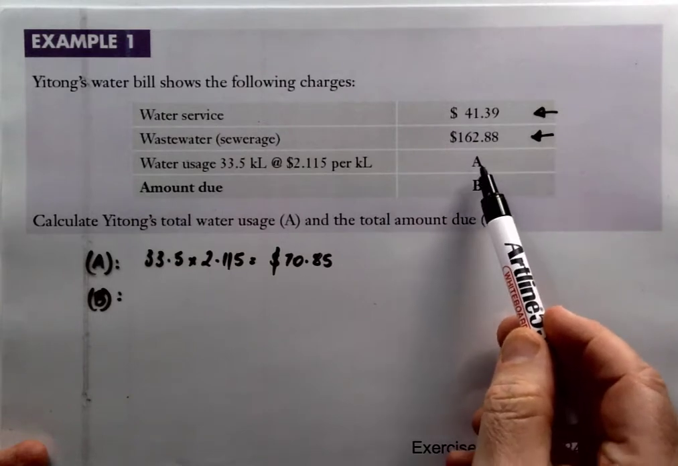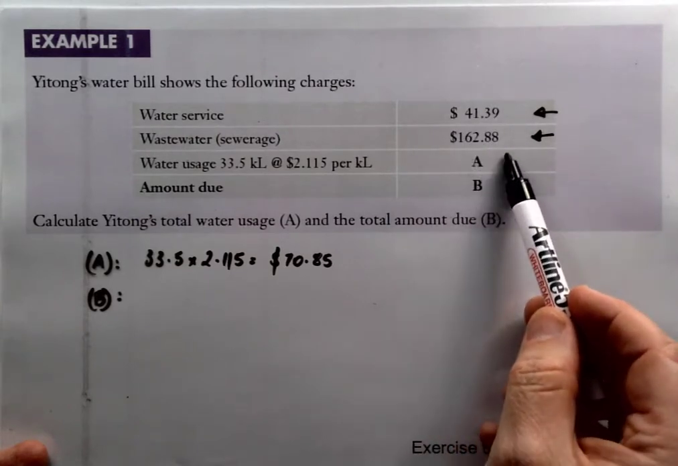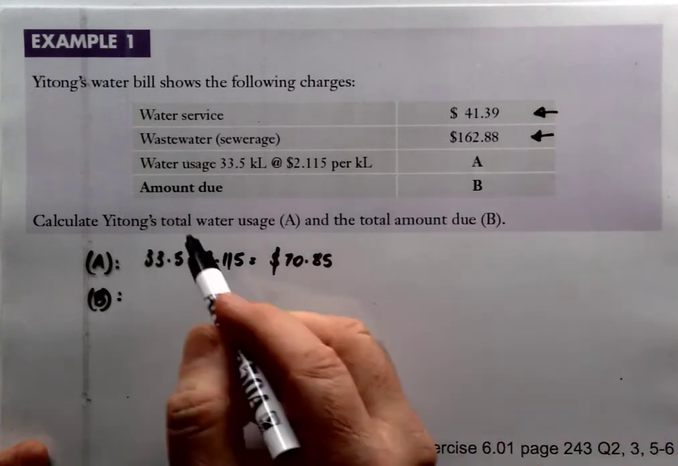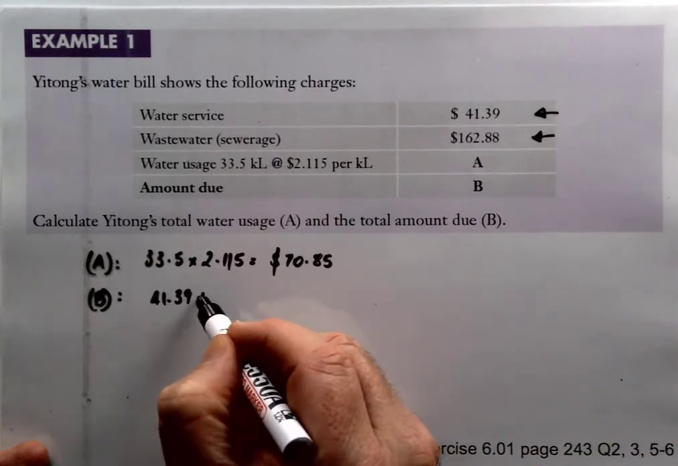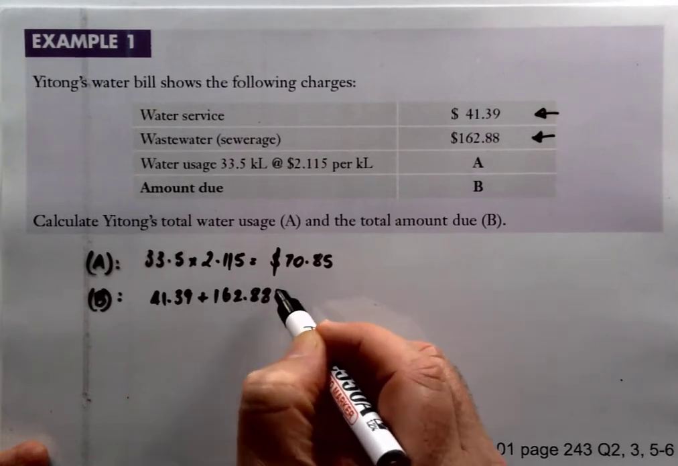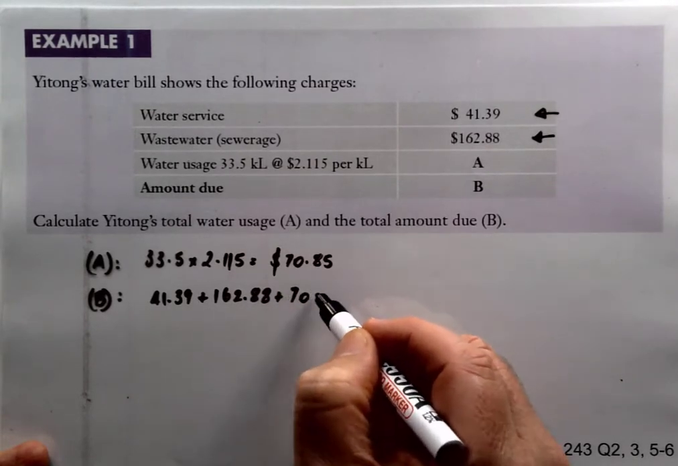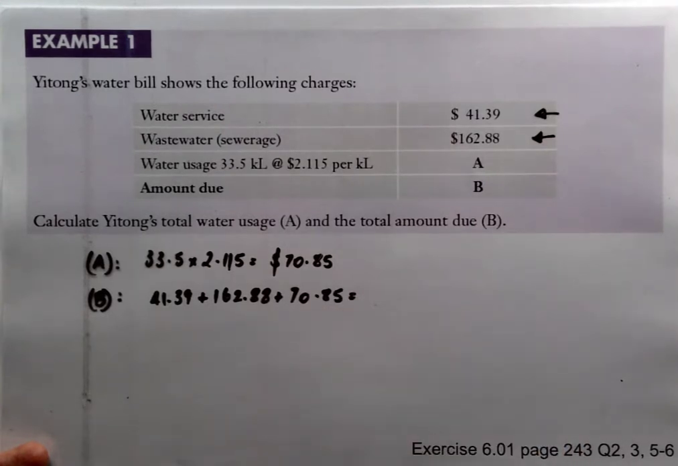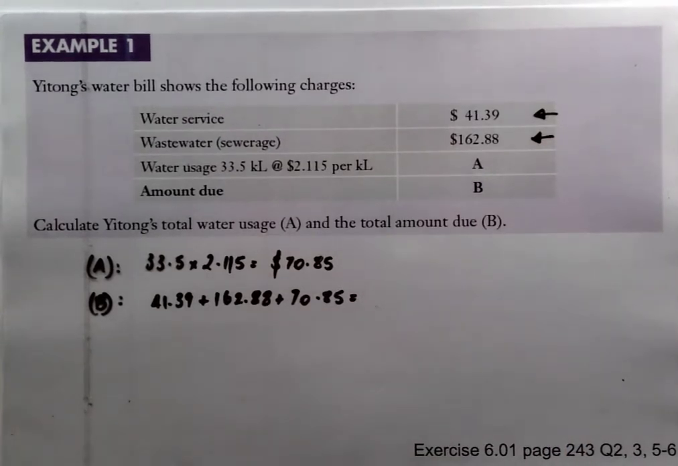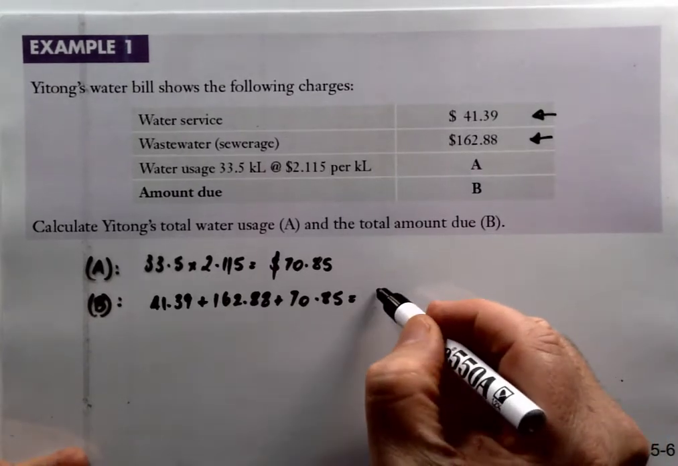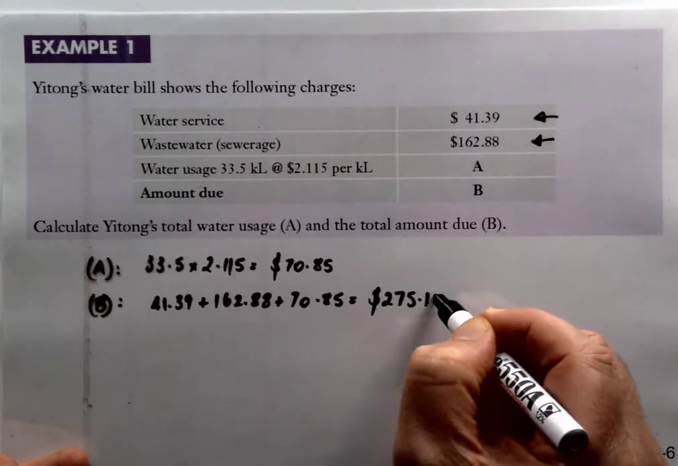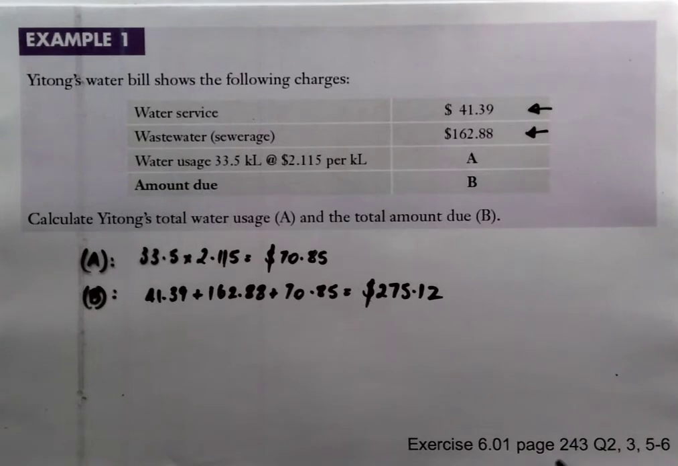Now in part B, for the value B, we just need to add up these three values to work out the total. So we've got the 41.39, the 162.88, and the amount we've just worked out. So we add them together, to get our answer of $275.12. Now take a careful note of which questions to use here, because while we're at home learning, we're not going to do quite as many questions as we would normally do in class.